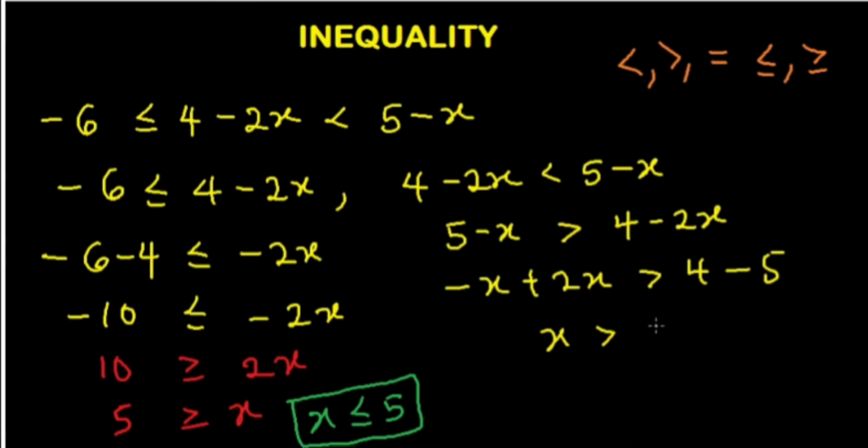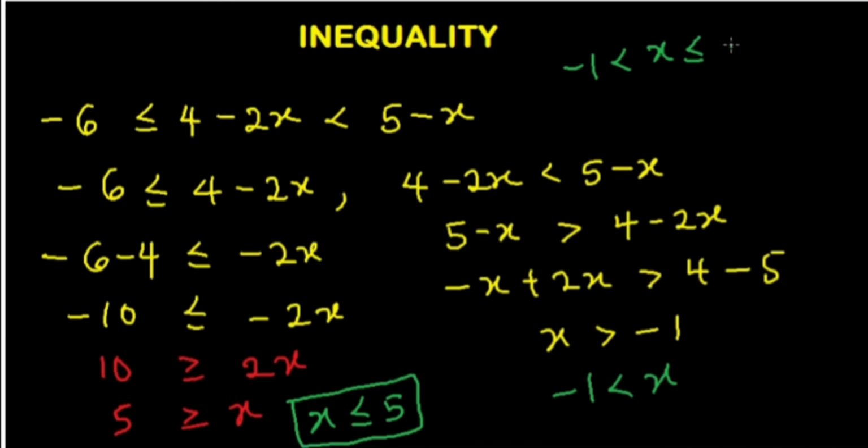minus 1, which is also the same thing as writing minus 1 is less than x. So I can decide to write everything in a compact form this way: minus 1 is less than x, and x is less than or equal to 5. So this will be my final answer for this expression.